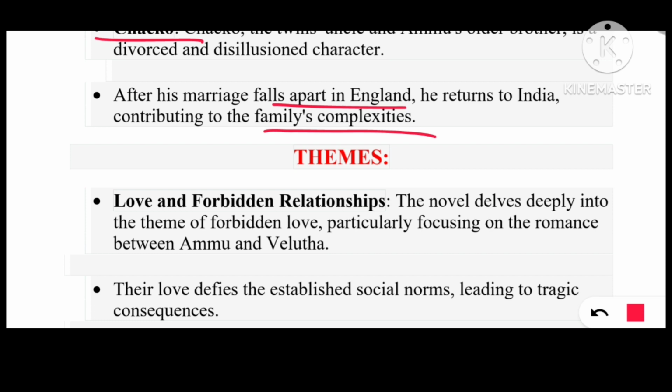Now we will switch to themes. The main theme is love and forbidden relationship. Now see, the characters could not receive love from their near and dear ones, so they indulged themselves in forbidden relationships. Now what was that? With whom did it happen? We will see.